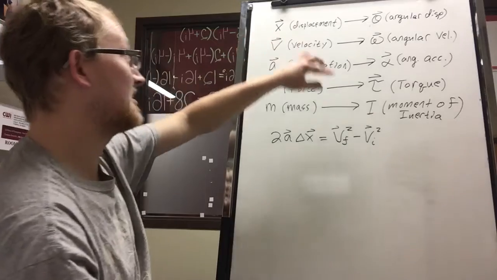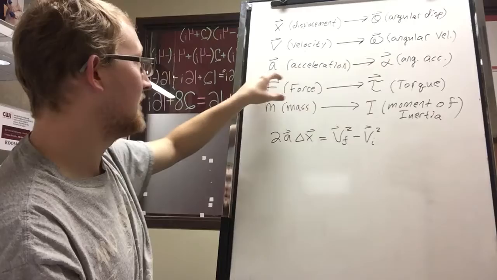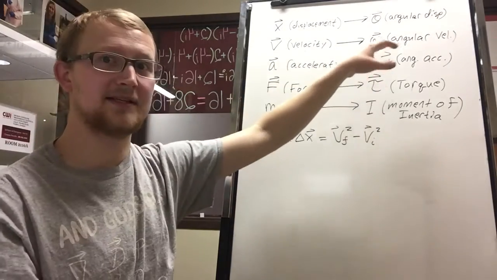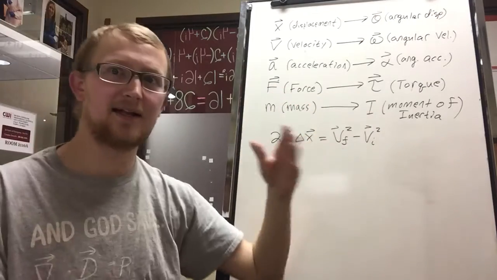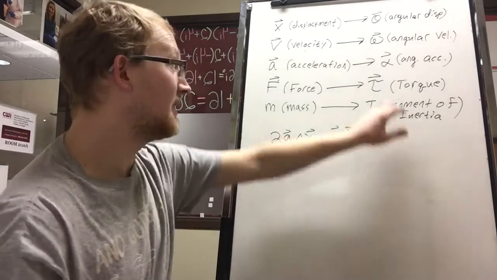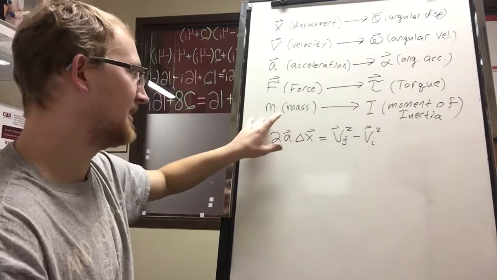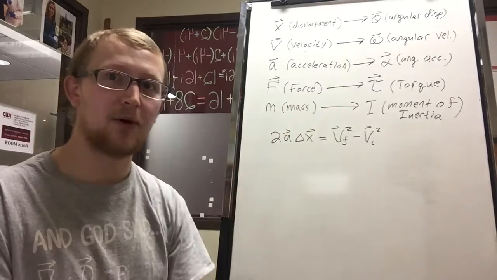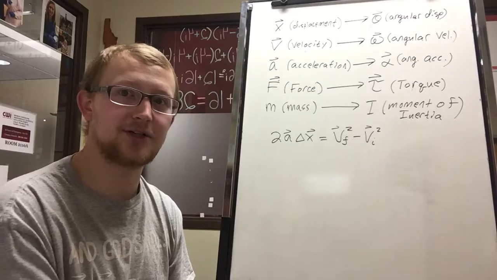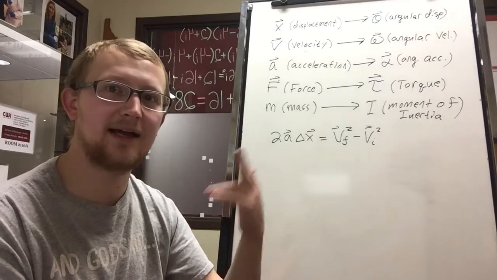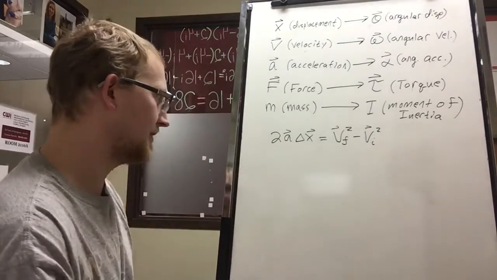So v is velocity in linear, and omega is angular velocity. a is acceleration, alpha is angular acceleration. Force is F, and a rotational force is known as a torque, and we'll go over that. There's definitely some different rules. And then mass translates to moment of inertia. Moment of inertia is kind of a challenging concept to grasp. Actually, all of this angular stuff can be kind of tricky. There's still a lot to learn about it.